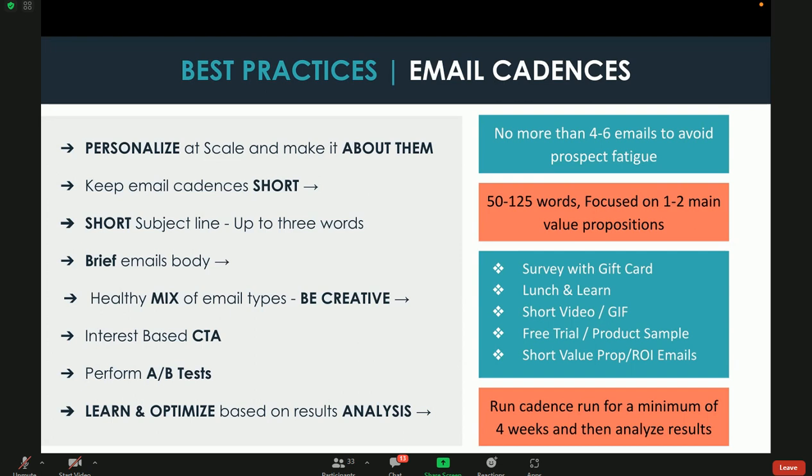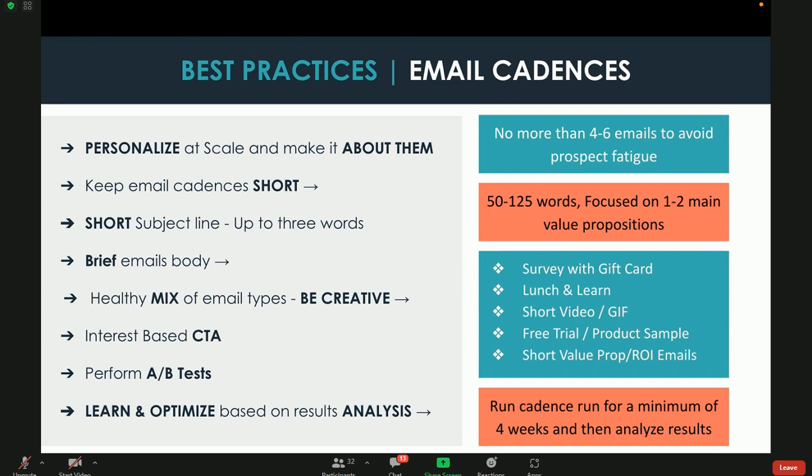Those types of call to actions generate a much better response rate than "let me know your thoughts," which is just way too open, or "can I book a meeting?" Sometimes you can have a demo link in one or a couple of your emails, but we definitely don't recommend that every single call to action in your cadence is "let's book a demo or a meeting." Again, you're not differentiating yourself from the other emails they're getting if you just take that approach.